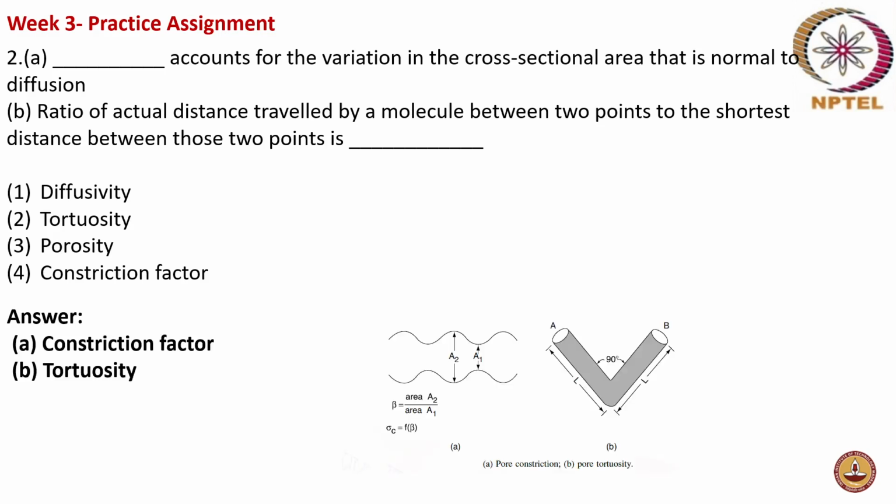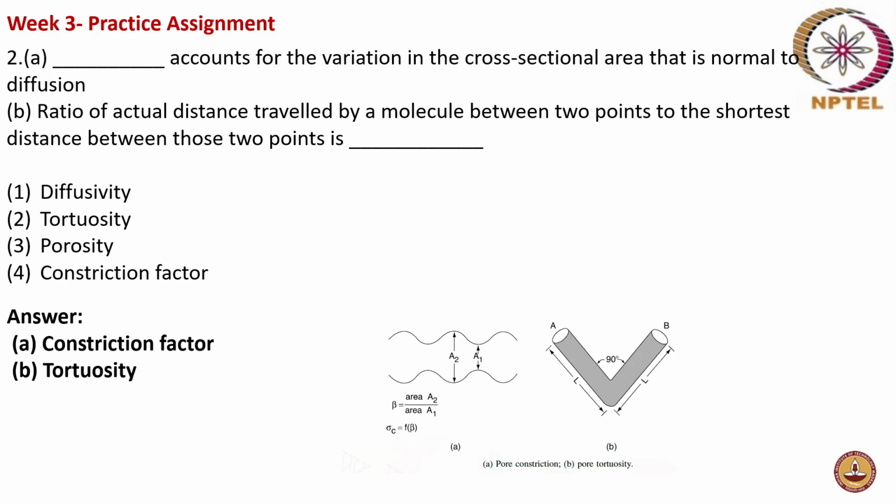So you can identify these from the figures. In the case of A, it shows the pore constriction. The pore need not be a uniform cylindrical pore, right? It can have this kind of path. So this area is different from this area, right?